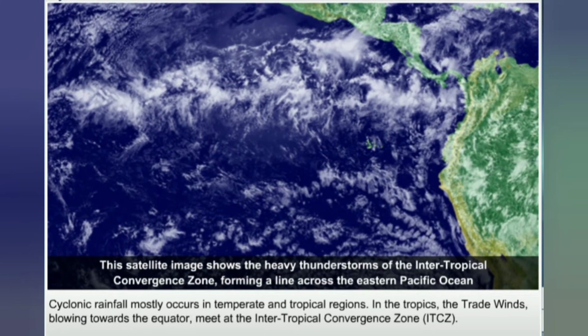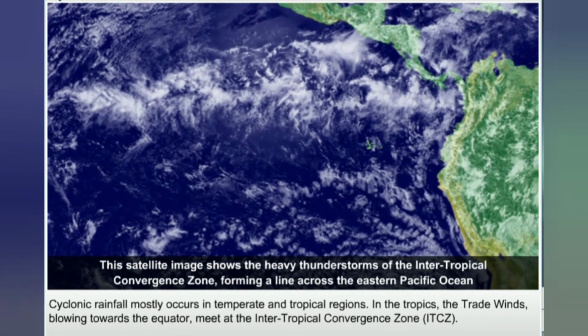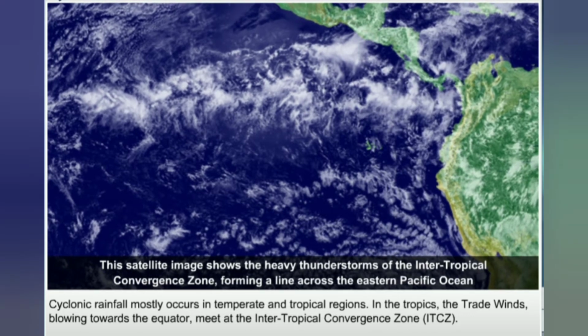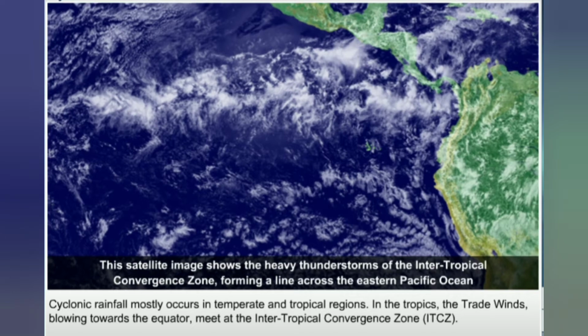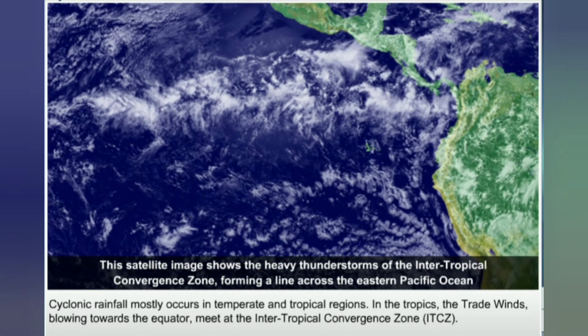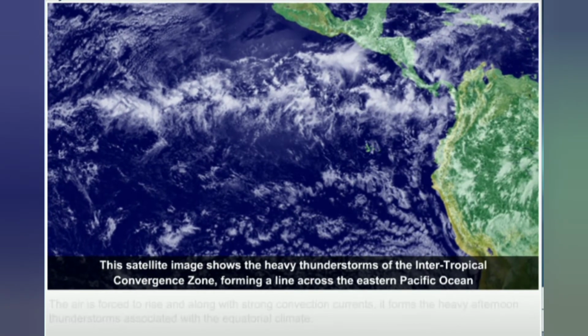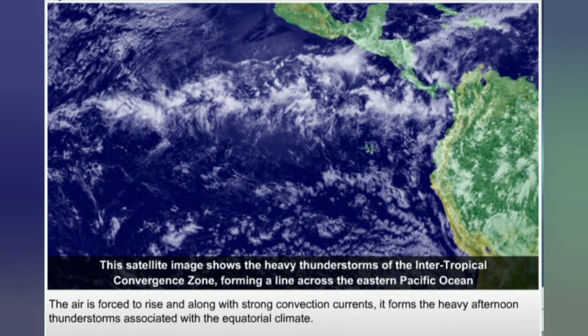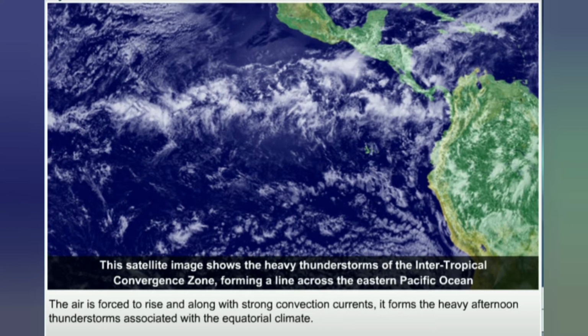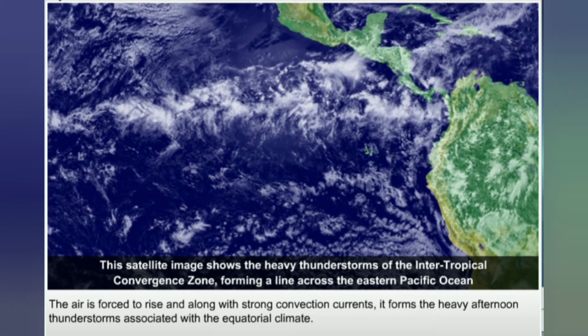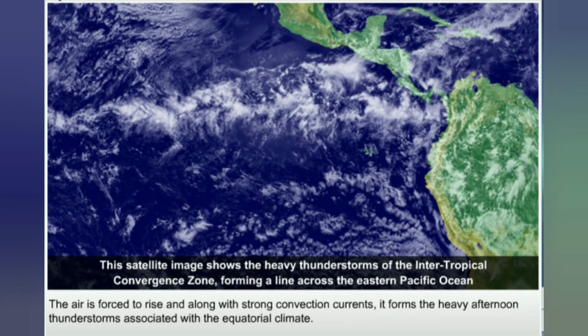Cyclonic rainfall mostly occurs in temperate and tropical regions. In the tropics, the trade winds blowing towards the equator meet at the Intertropical Convergence Zone, ITCZ. The air is forced to rise, and along with strong convection currents, it forms the heavy afternoon thunderstorms associated with the equatorial climate.